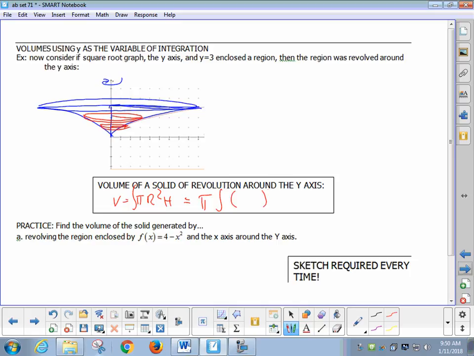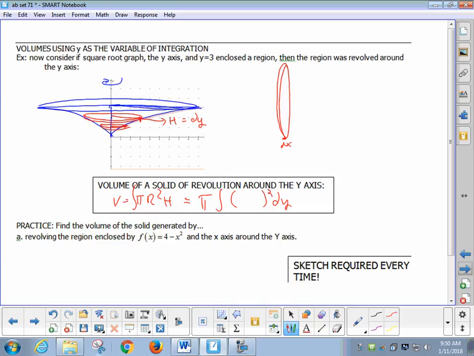Instead of the height being a small change horizontally, now the height is a small change vertically. And so now you're talking a height of dy.